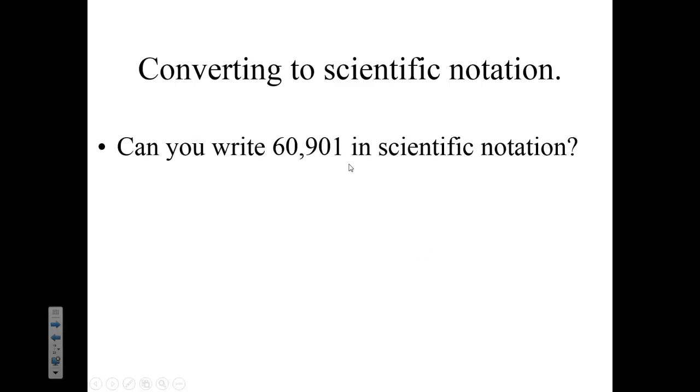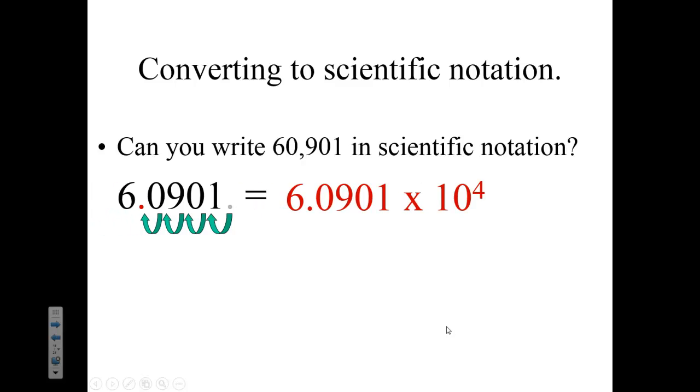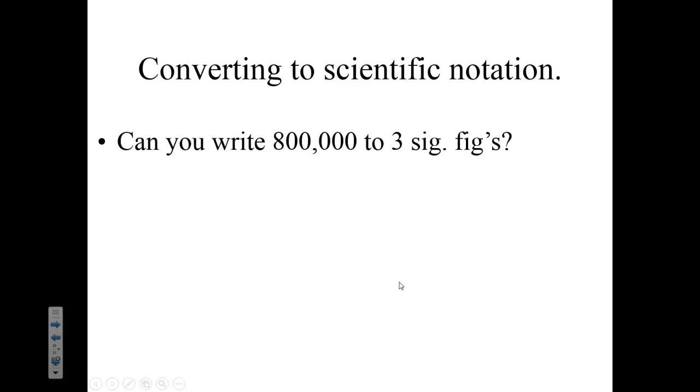This number in scientific notation, as you can see, the decimal would normally be right here. We need to shift it over 4 places, so this value is 6.0901 times 10 to the 4. Multiplying this number times 10 4 times would give us this same number that we have right there. So converting between numbers in scientific notation and standard form and back is really not difficult at all.